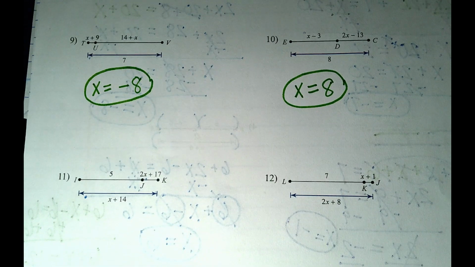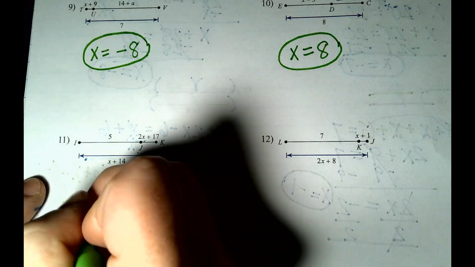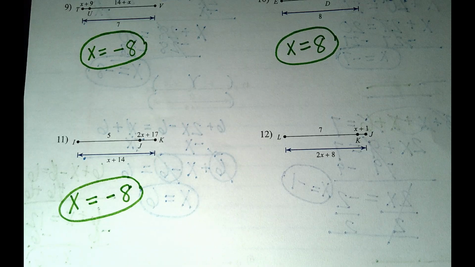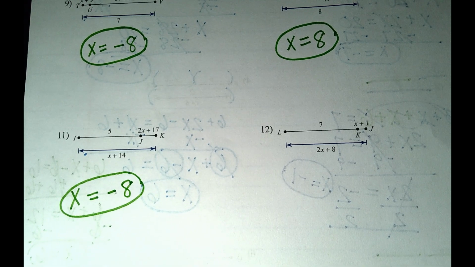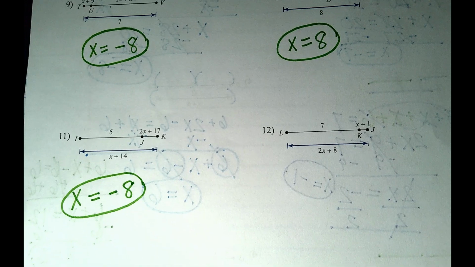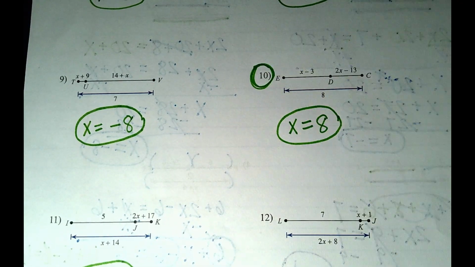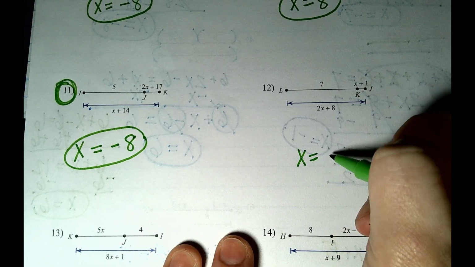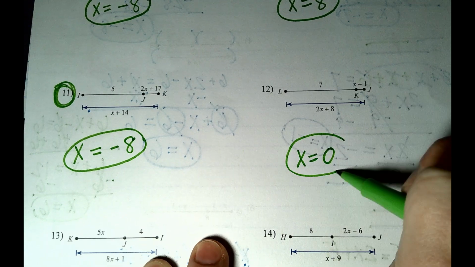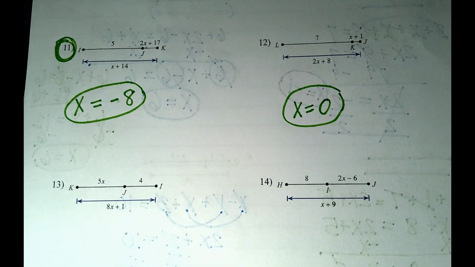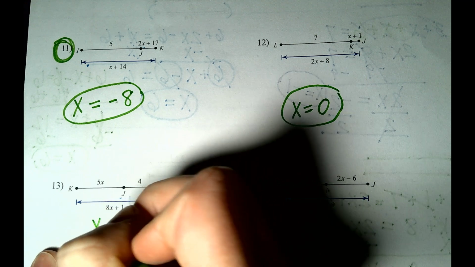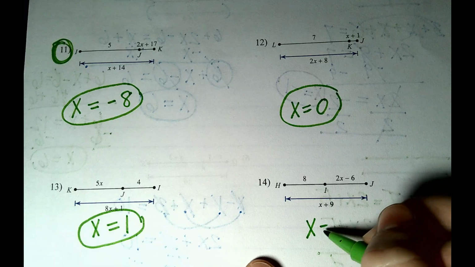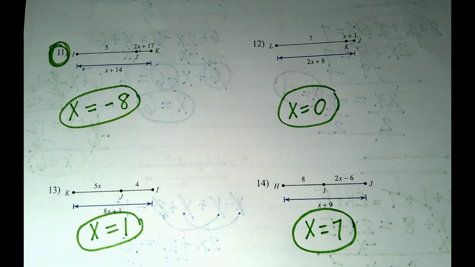Okay, number 11, x equals -8. That one already helped. Yeah, same. Okay, perfect. We'll go over those two for sure, 10 and 11. Actually, I'll go ahead and circle those. I know we want to look at 10. I know we want to look at 11. Number 12, we get x equals 0. Oh, that's right. Okay, number 13, x equals 1. And number 14, x equals 7. And that's all the answers.